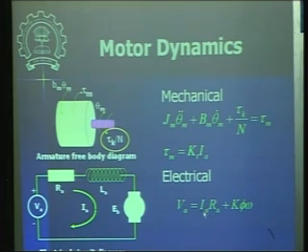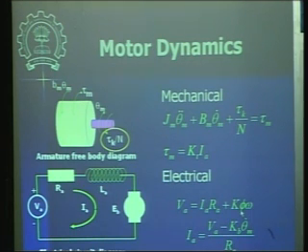Now from here we can find the current I to be equal to V_A minus the back EMF, divided by R_a. Now usually this flux is a constant flux. This flux is basically a property of the field of the motor. So in the field you have a constant voltage, or in a permanent magnet motor the field flux is constant.